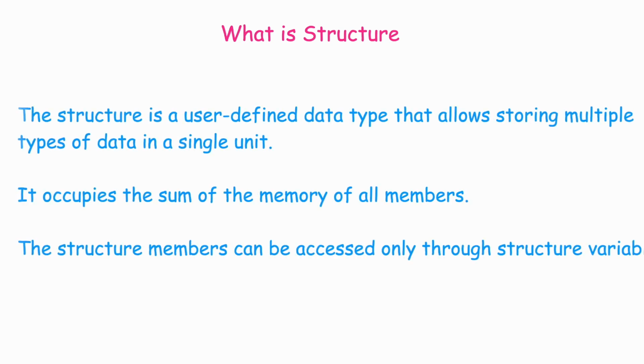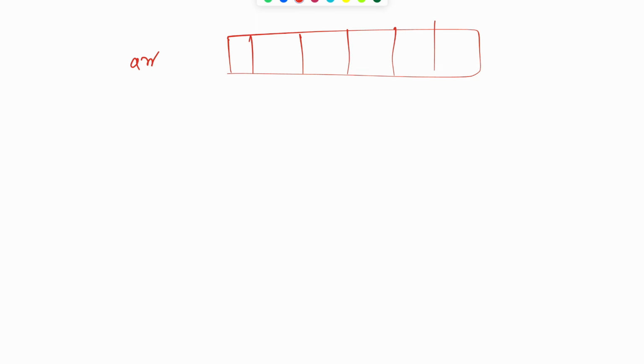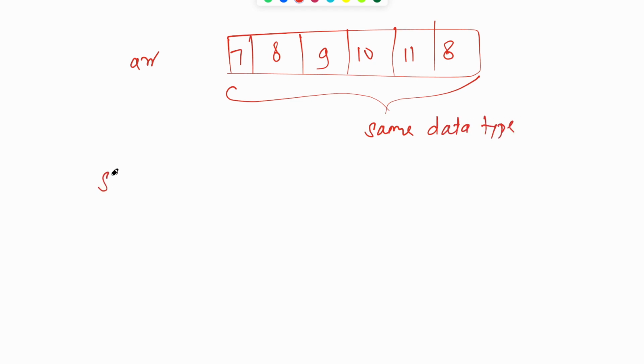So the next question is, what do you mean by structure? Structure is nothing but a user defined data type. And what it does is it allows multiple data types in a single unit. We know that in an array, say for example, this is my array, the same data type elements should be there, that is integer. Say for example, all are my integer. So what I need is the same data type. But when it comes to the structure, it can store multiple data types.